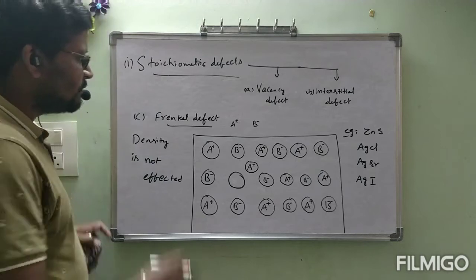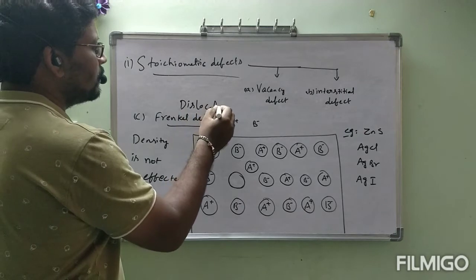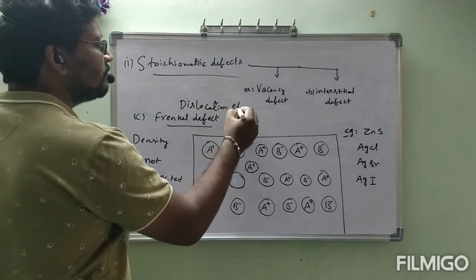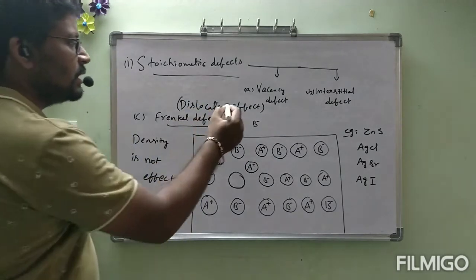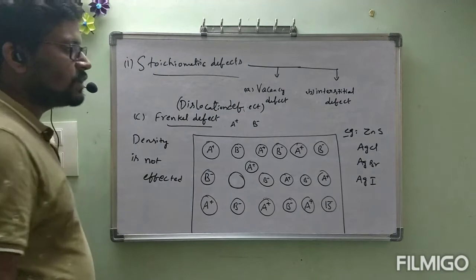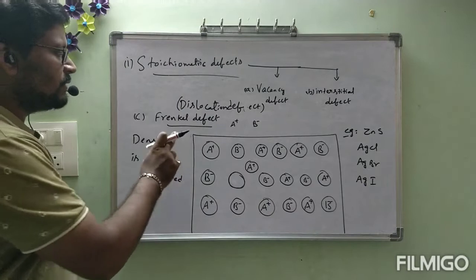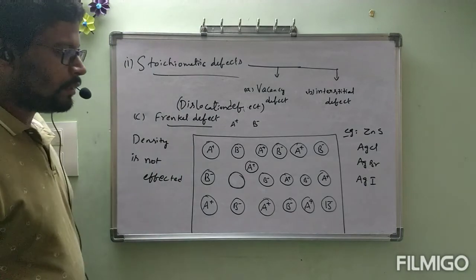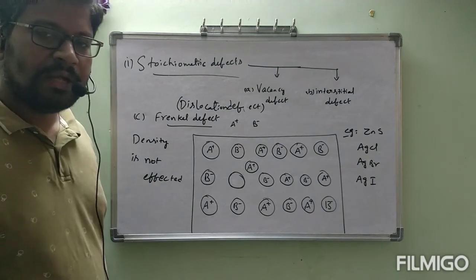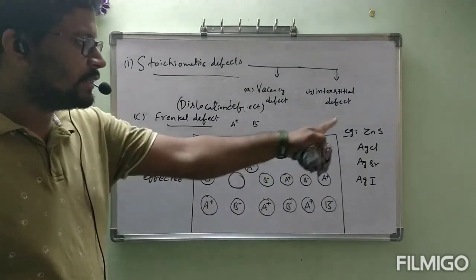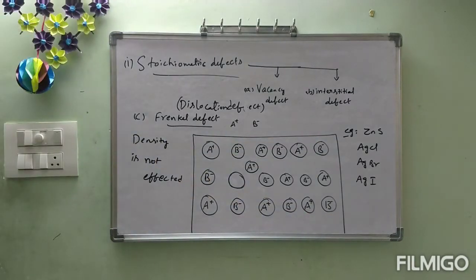Okay, this Frenkel defect is also called dislocation defect. Okay, these are the details about Frenkel defect. I hope you are clear. Frenkel defect is generally observed in ionic compounds in which cation size is smaller. And because of this Frenkel defect, density is not affected.